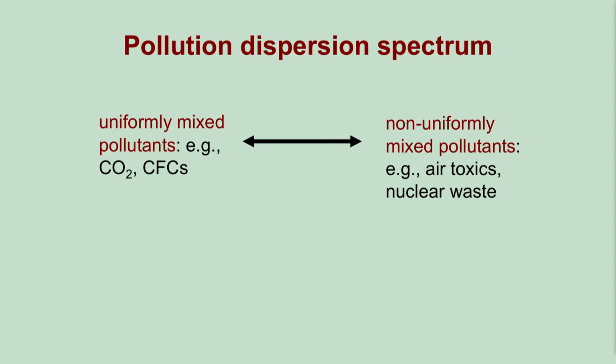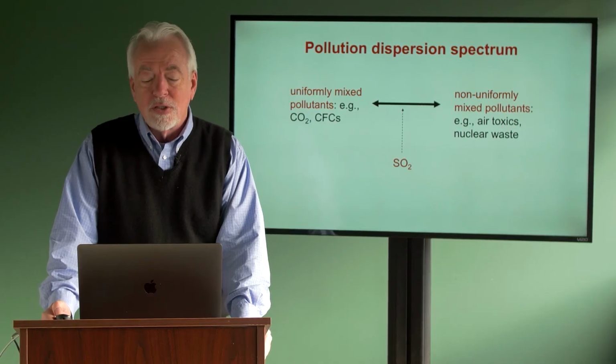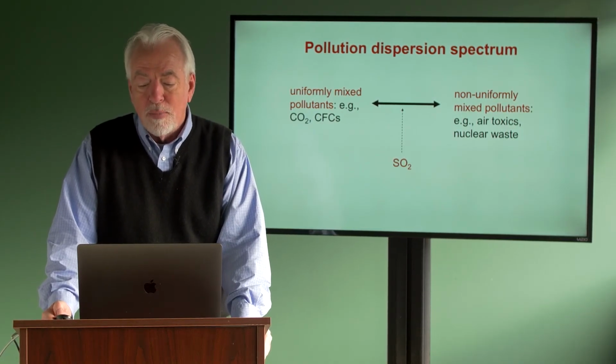And at the other end of the spectrum, you have non-uniformly mixed pollutants that are very localized: air toxics, nuclear waste, things that really impact a relatively small area in some cases. Sulfur dioxide lies towards the middle of that spectrum. It's not uniformly mixed, but it's not highly concentrated in a certain location either. It can extend over pretty large areas within a country, or in some cases even across borders.